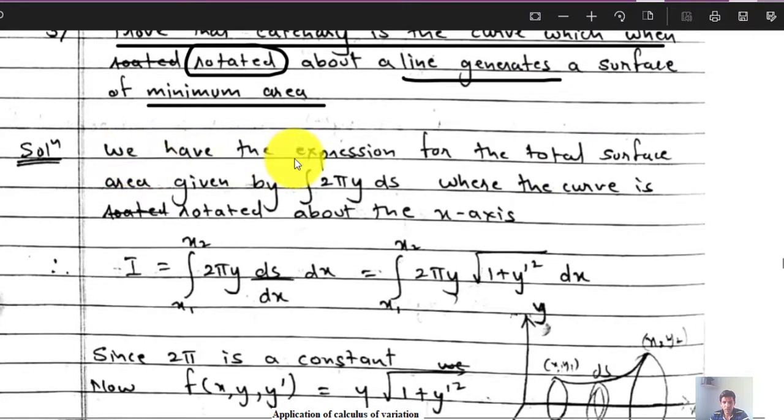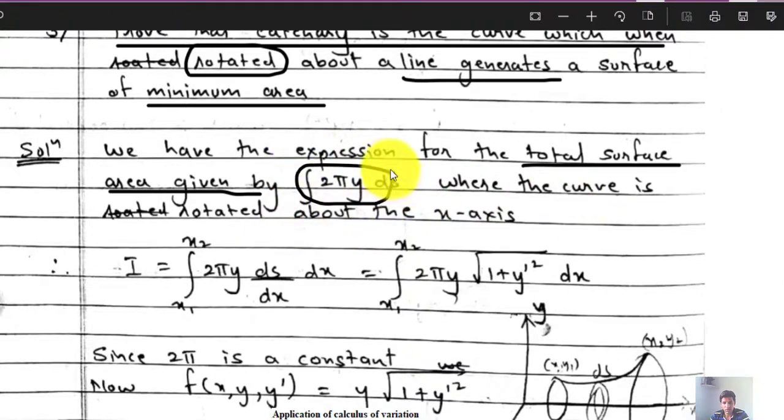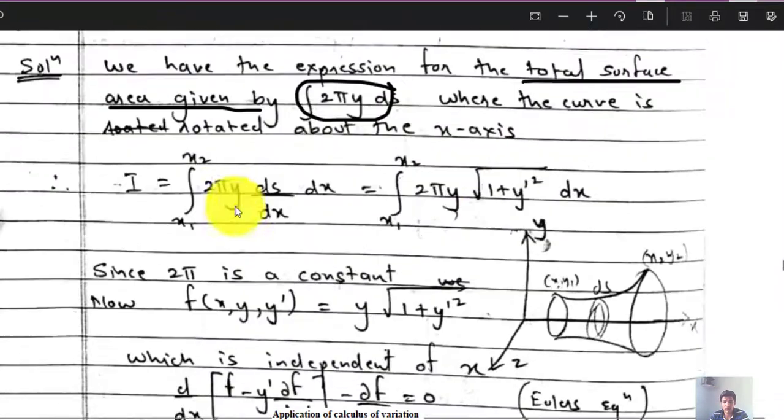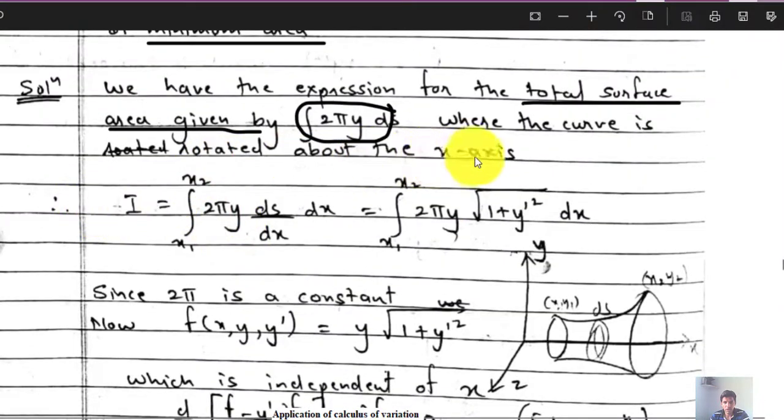Solution: we have the expression for the total surface area, TSA, given by 2 pi y ds, where the curve is rotating about the line. This is the formula for the total surface area of a curve rotating about a line. Now let me consider rotation about the x-axis. Now I is equal to the integral from x1 to x2 of 2 pi y ds.